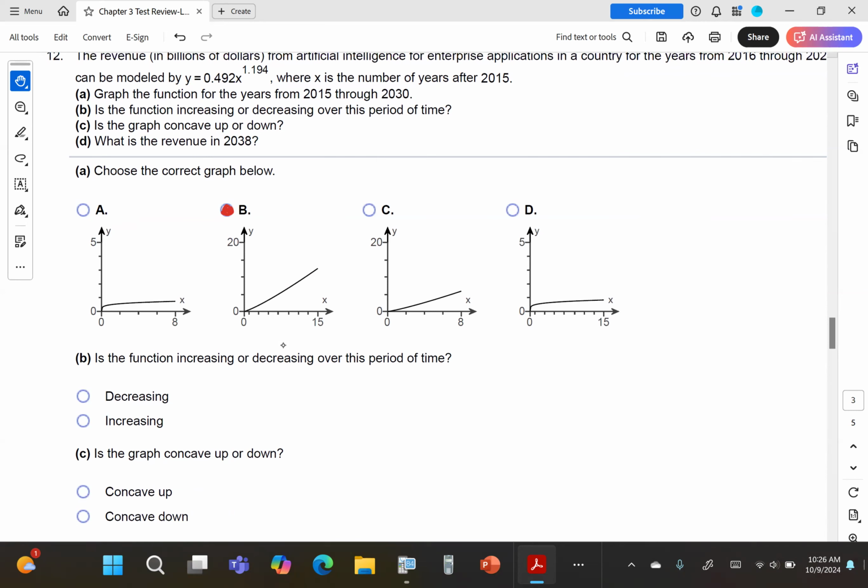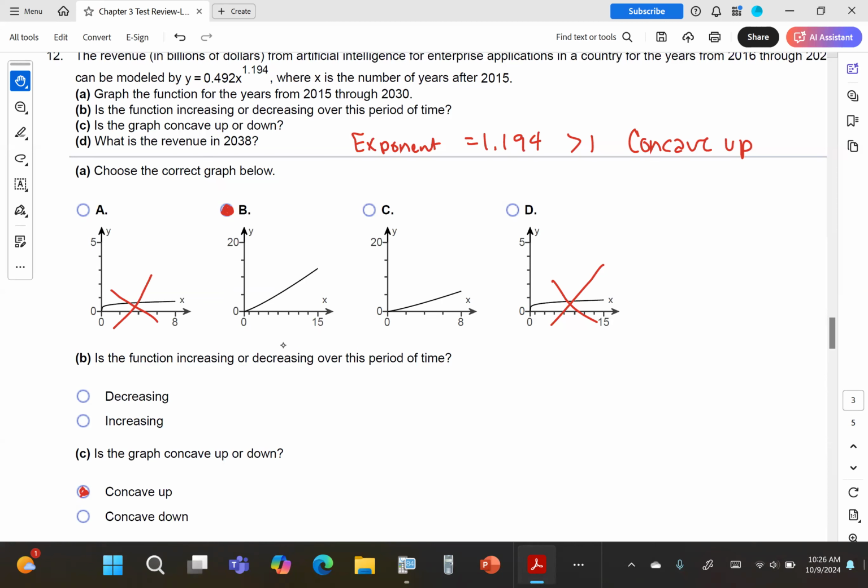Because since the exponent is 1.194, and that is greater than 1, it is concave up. So it's got to be doing this. Has to be. So it can't be D, and it can't be A. Those are both concave down because they're doing this. Okay, so it is concave up.